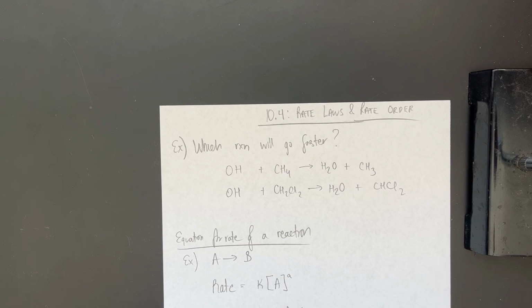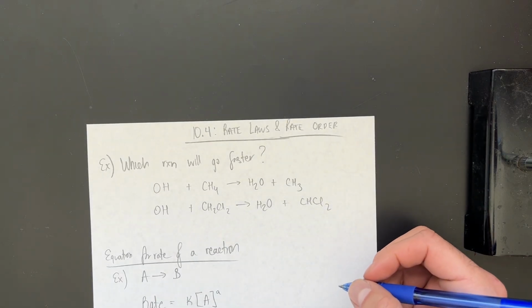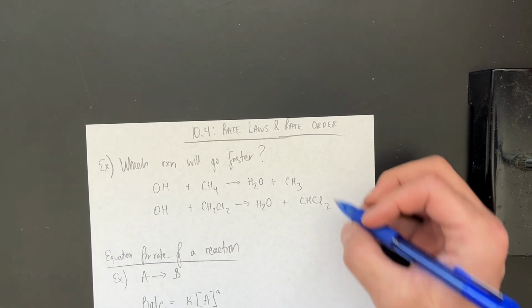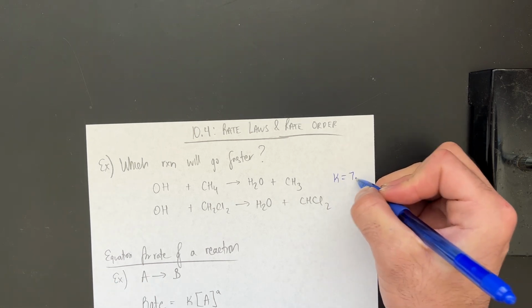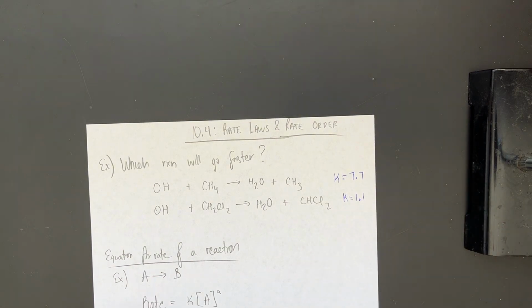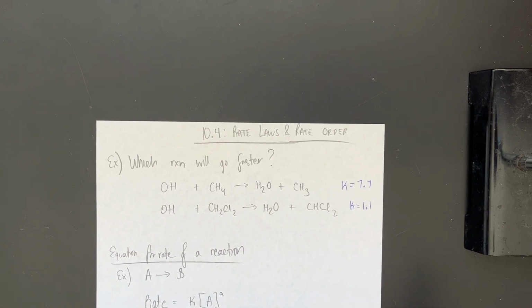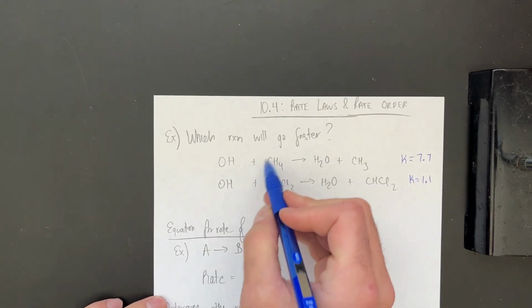We call it the K value. It turns out that the K value for this one is K equal to 7.7, and for this one, K is equal to 1.1. You might be saying, okay, that's great, but what the heck does that mean? Well, the higher the K value, the faster the reaction. The smaller the K value, the slower the reaction. Here, K equal to 7.7 is higher than 1.1, so this is going to go faster.